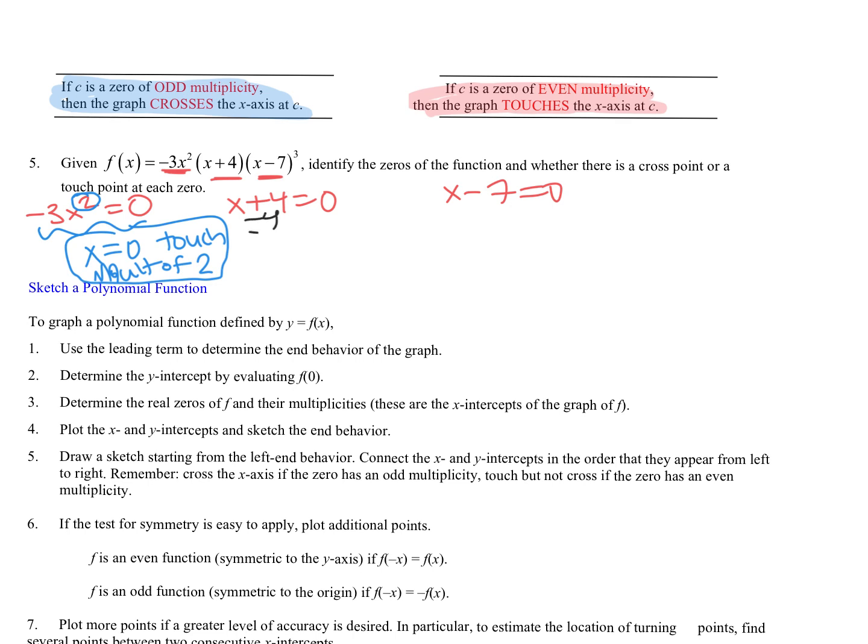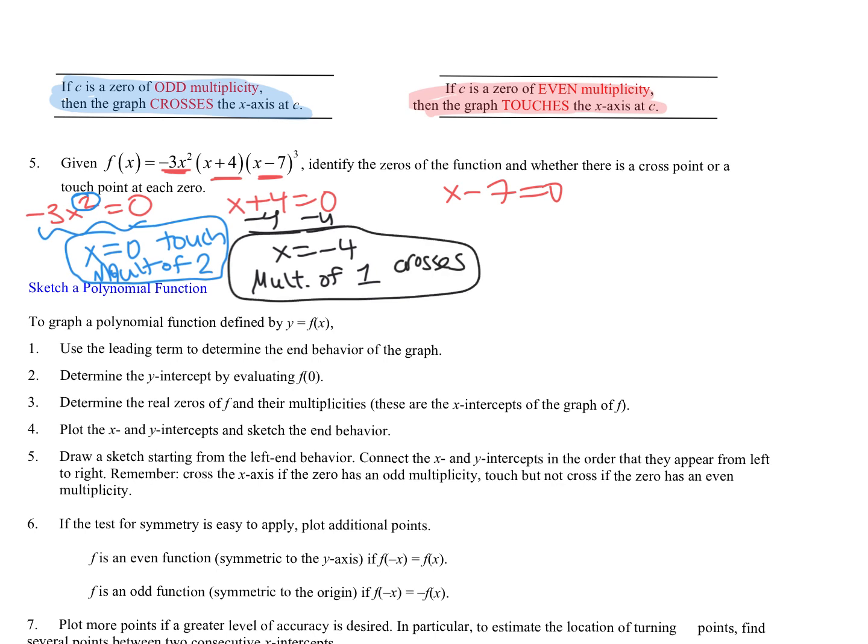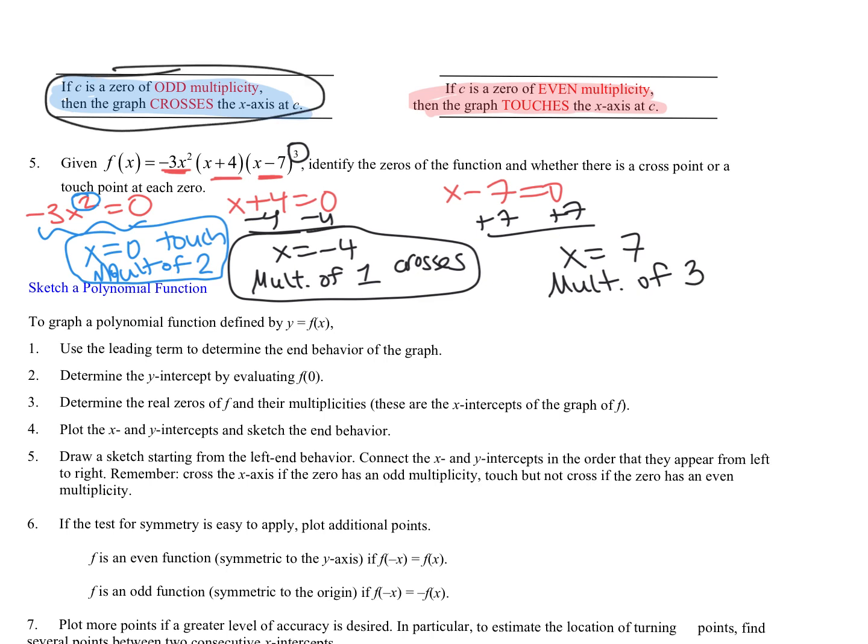And then here, I get a 0 at -4, and it's a multiplicity of 1, which is odd, so it crosses. Okay, and then right here, I end up with 3 with a multiplicity of 3. And since it's odd, it crosses. Okay, so that's how I do that. That's how I figure that out.